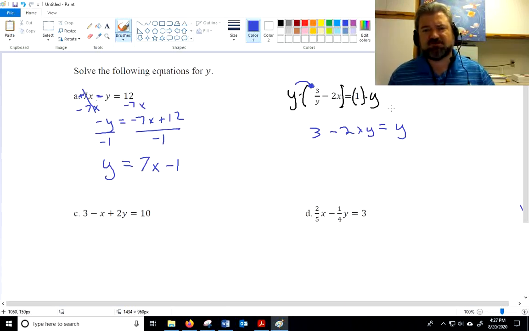Earlier, remember I talked about this, get all your terms that have a y on one side of the equal sign. Whatever you're solving for, if you have that variable in multiple terms, and again, get used to seeing these things as different terms separated by pluses and minuses. I've got two different terms that have a y in it. Get them on the same side first. So I'm going to add 2xy to both sides.